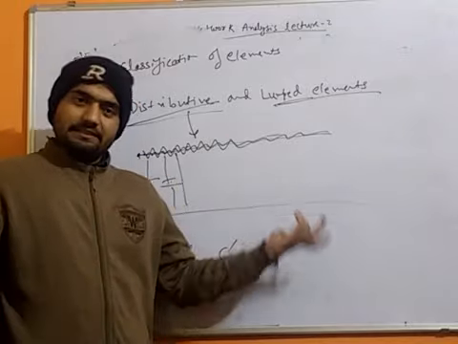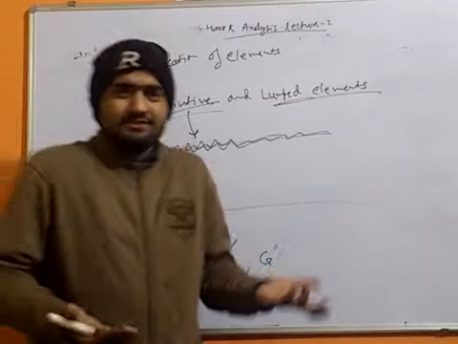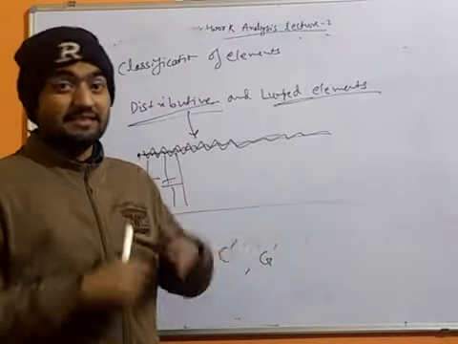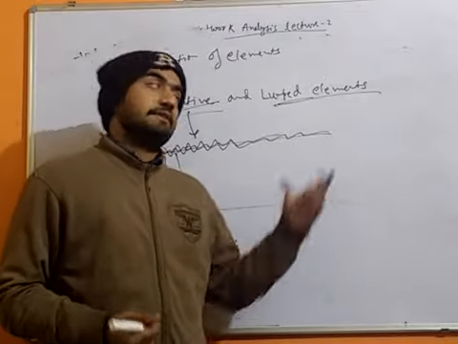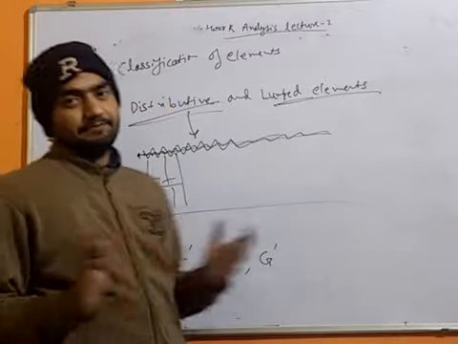For lumped elements, we can easily give so many examples. Resistance, of course, is a lumped element. Inductance, capacitance, these are separate elements already. So these are the lumped elements, and these are the distributive elements.